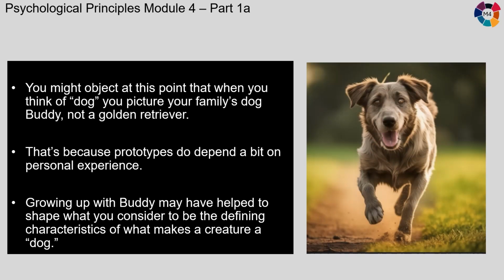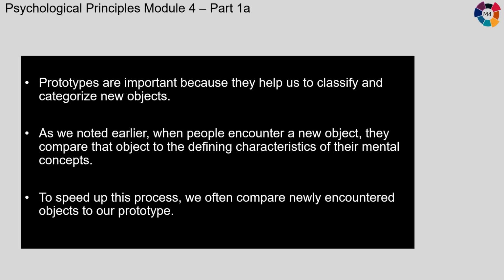You might object at this point and say that when you think of dog, you picture your family's dog, Buddy, who is not a golden retriever. But that's because prototypes do depend a little bit on personal experience. Growing up with Buddy may have helped to shape what you consider to be the defining characteristics of what makes a creature a dog. Prototypes are important because they help us to classify and categorize new objects.